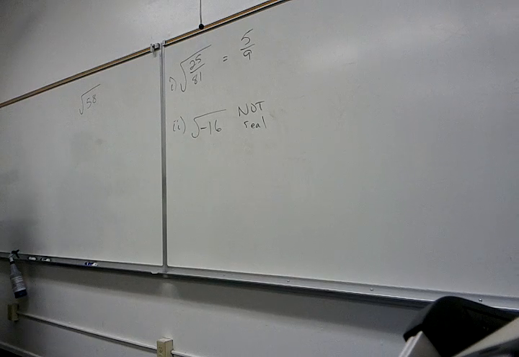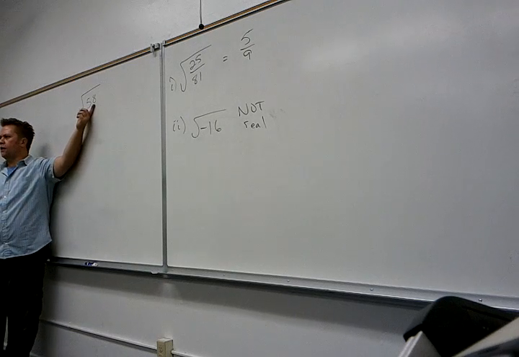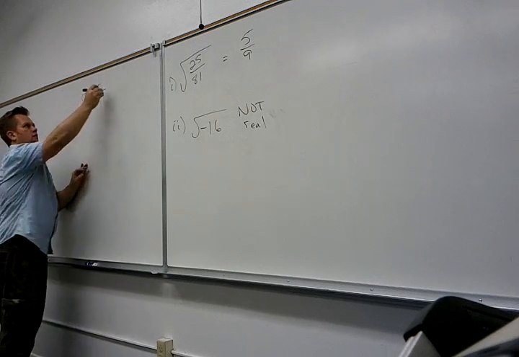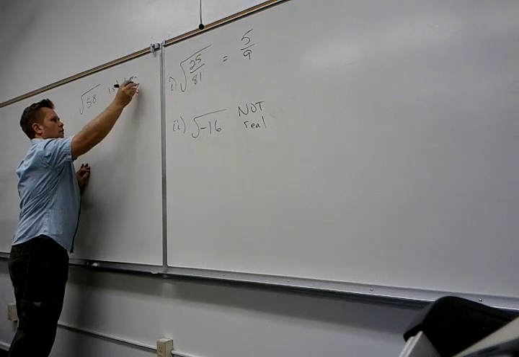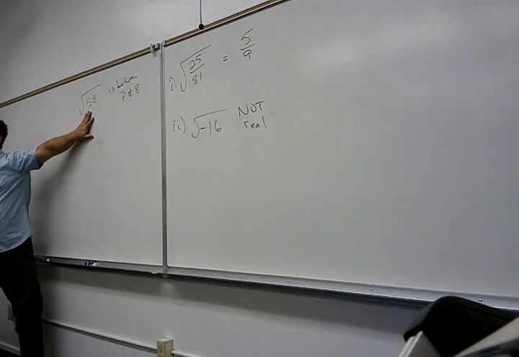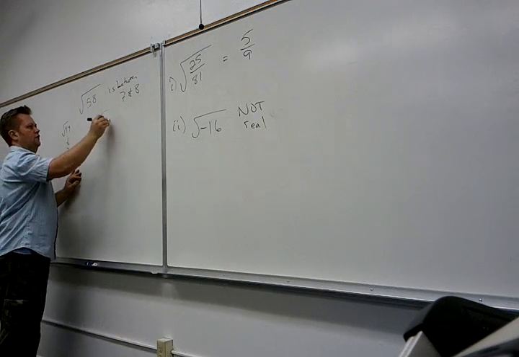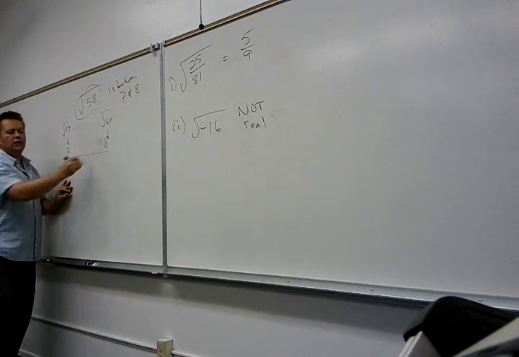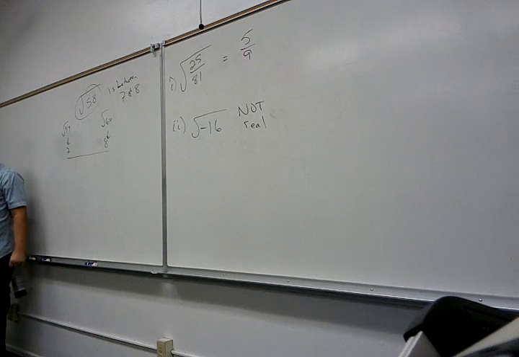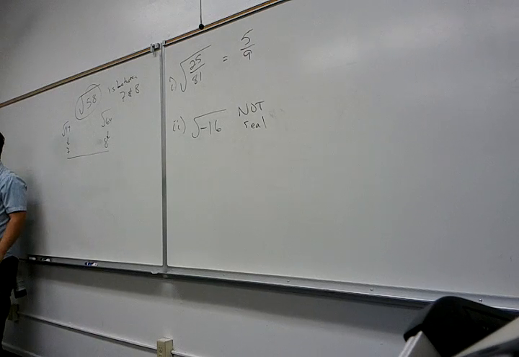Between what two numbers? Like between 4 and 5, between 10 and 11. 7 and 8. Why 7 and 8? 49 and 64. Good. Yeah. Because if it was the square root of 49, that would be 7. And if it was the square root of 64, that would be 8. So the square root of 58 must be between 7 and 8. That's an interesting way to look at it, but yes.